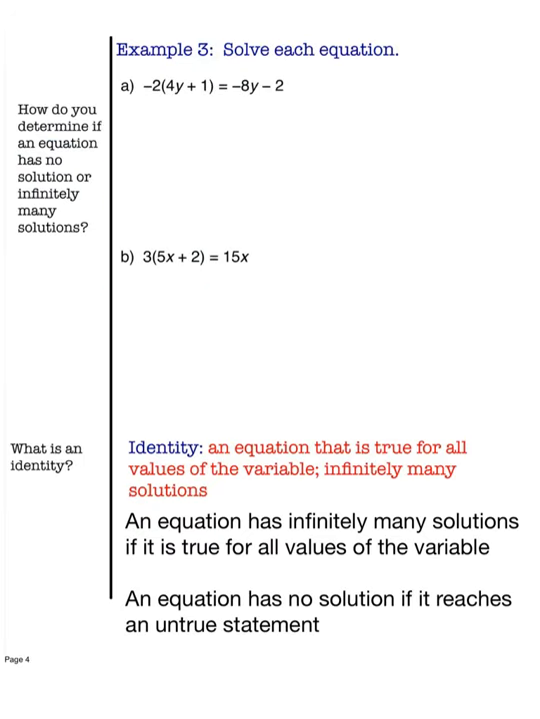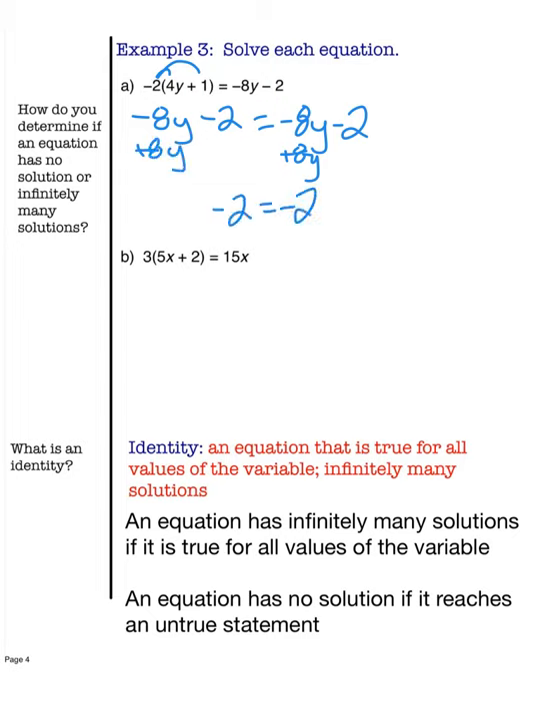All right, so example 3 is also solving each equation. We have a negative 2 outside of a parentheses here. We're going to distribute that. So I have negative 8y minus 2 equals negative 8y minus 2. And then, oh my goodness, it's the same on both sides. We're going to work through it and see what happens anyway. So get all the variables on one side. I'm going to add 8y, add 8y. Then I get negative 2 equals negative 2, which is true.